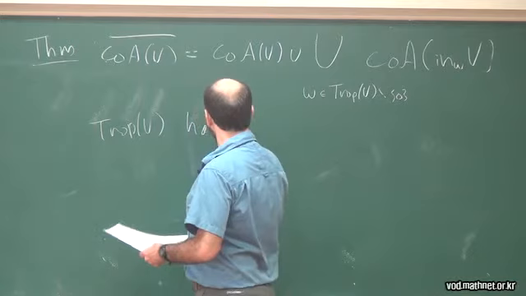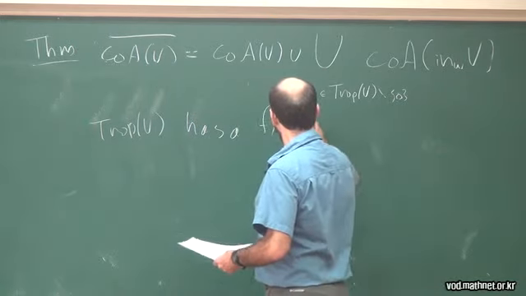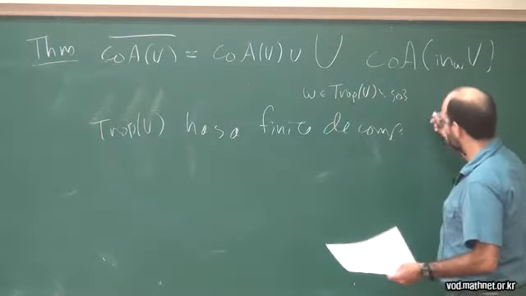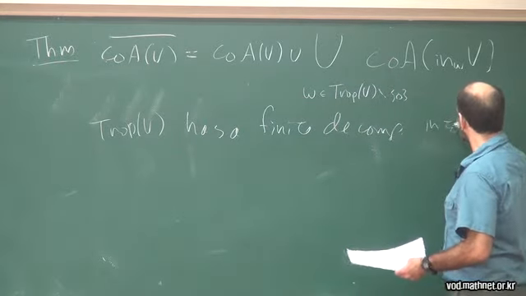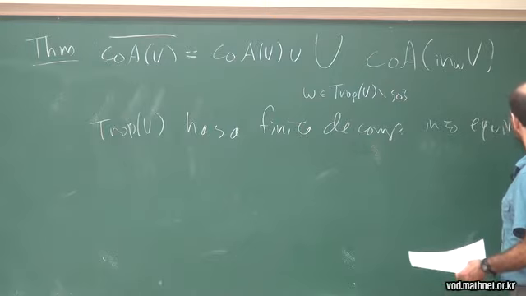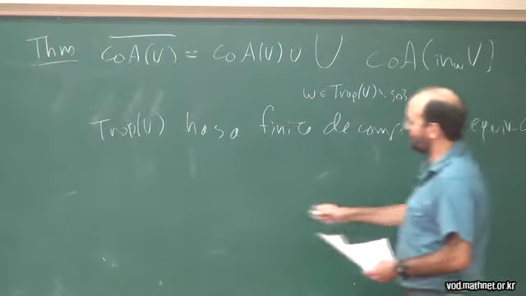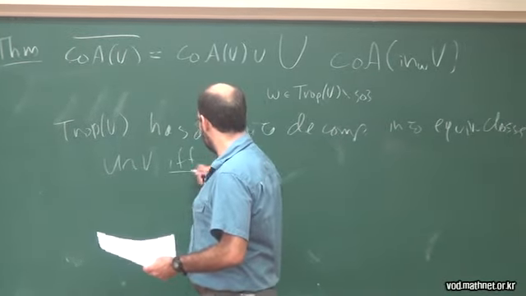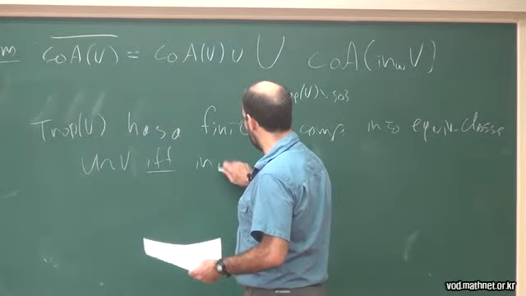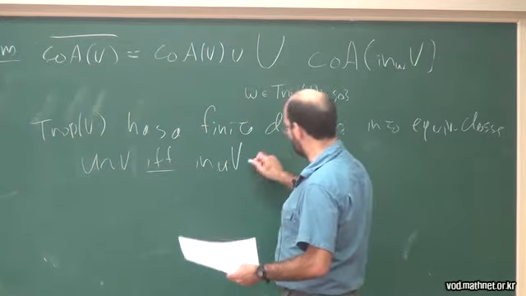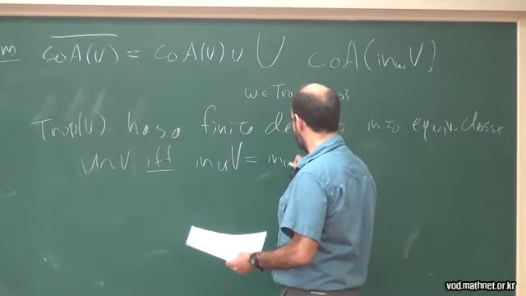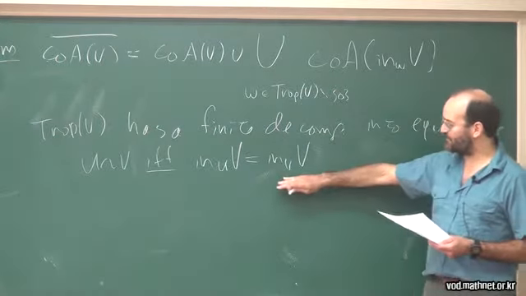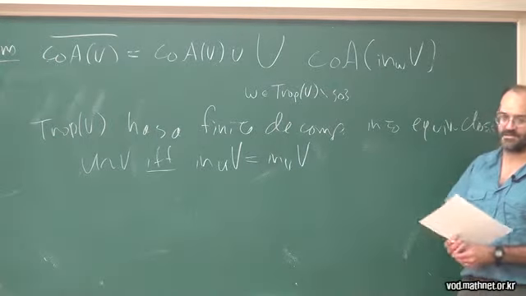This has a finite decomposition into equivalence classes. And so what are the equivalence classes? I'll say that U is equivalent to V if and only if the initial scheme of the variety V at U is isomorphic to the initial scheme of the variety V at V. I'll say this in words because I don't want to get into this too much.